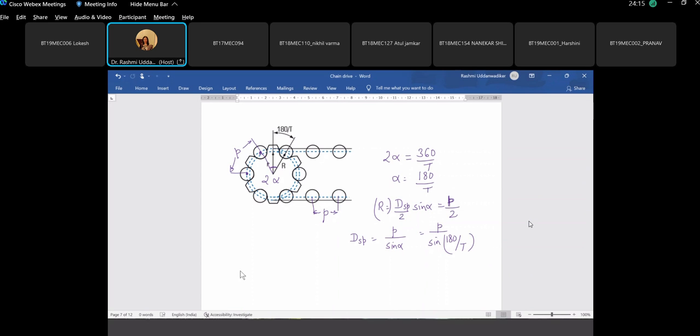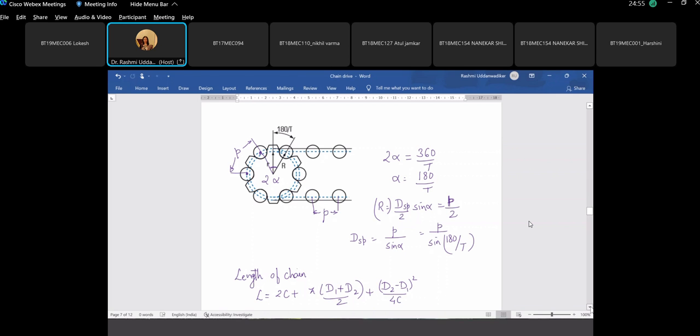Now the length of the chain is calculated similar to the length of the belt, and so the same formula is used, which depends upon the diameters of the 2 sprockets and the center distance. So what is the formula for length of the belt? 2 times the center distance plus pi of diameters of the 2 sprockets by 2 plus (d2 minus d1) whole square by 4c, right?